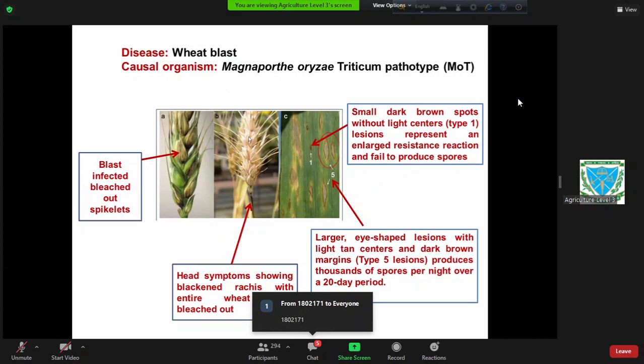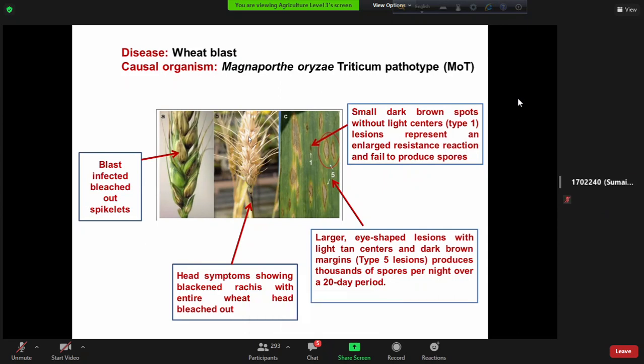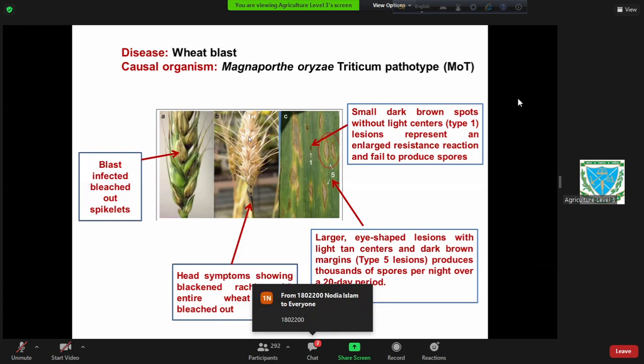So initially, a small dark lesion or spot we can see. This we call a type 1 lesion, and sometimes later on this type 1 lesion turns into type 5. What is the character? It's an eye-shaped larger lesion with a dark brown margin and tan center. Okay.